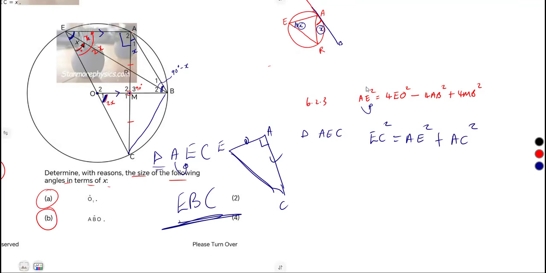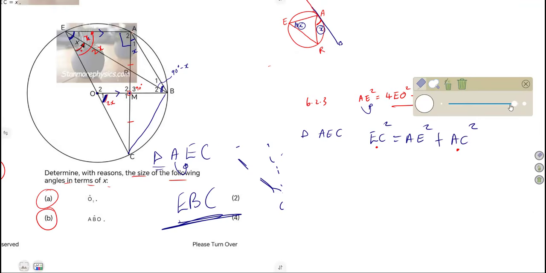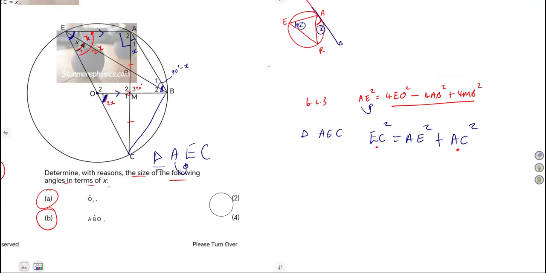So far I've got AE, but AC we do not have, and EC we do not have here. So what can we do now to get rid of that? Can we formulate something equal to those sides that we are dealing with, anything equivalent to AC, because we do not have AC? Can we remove it?